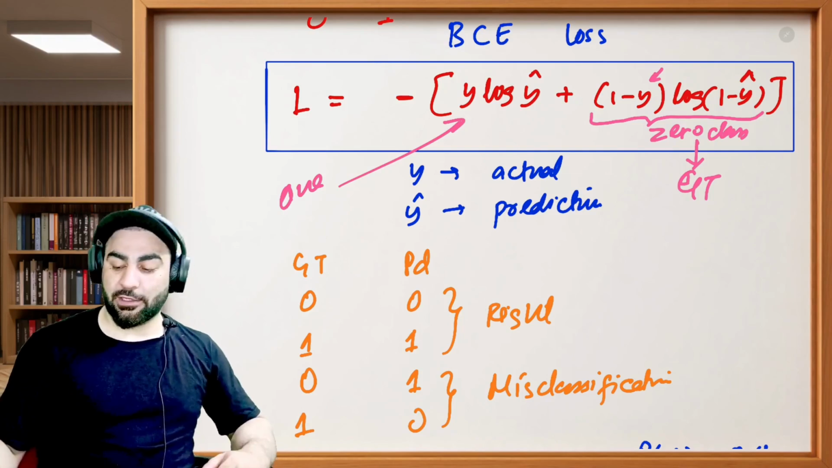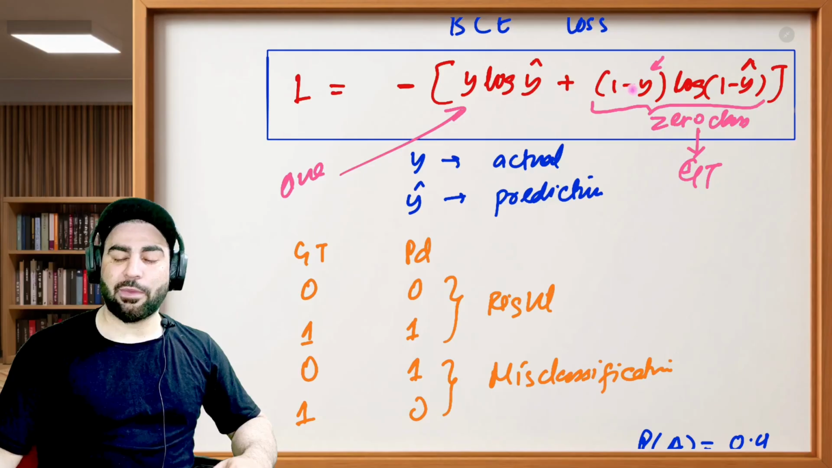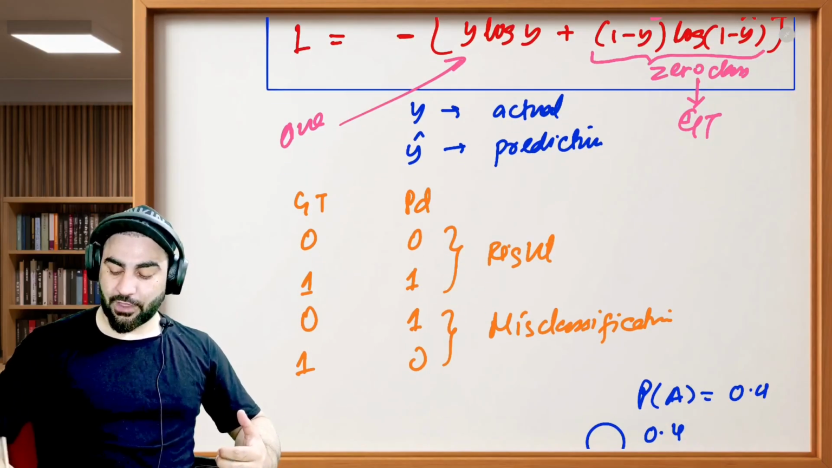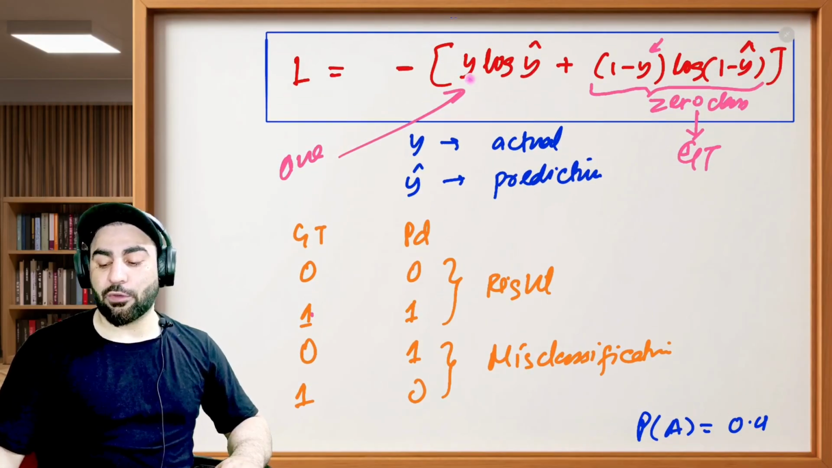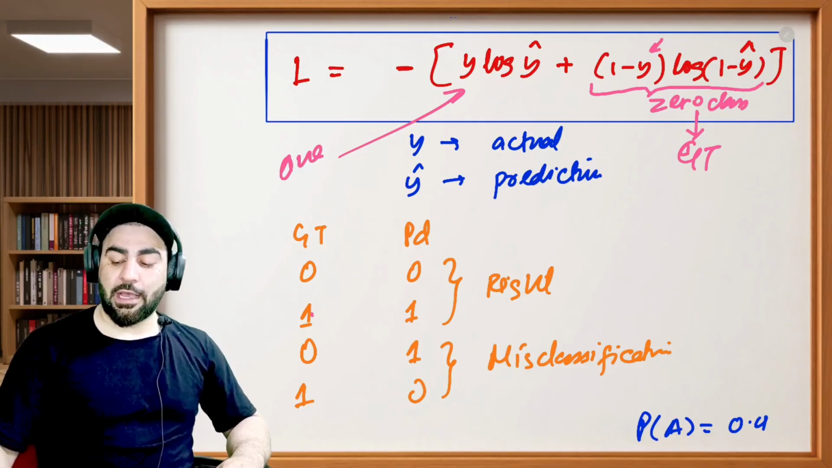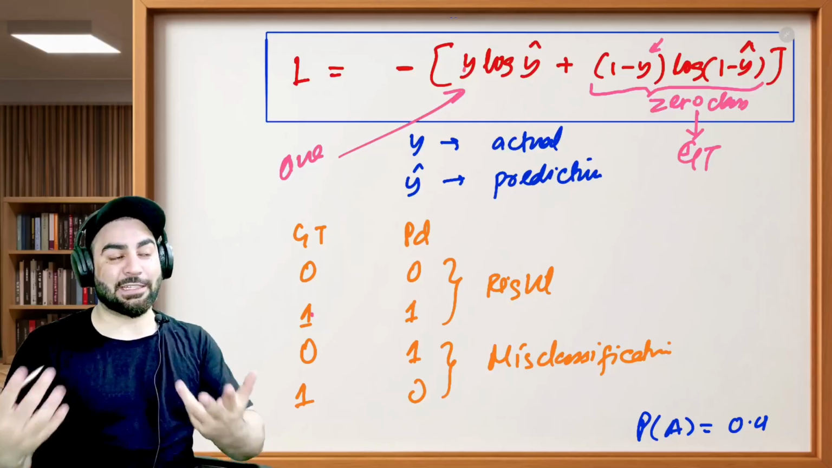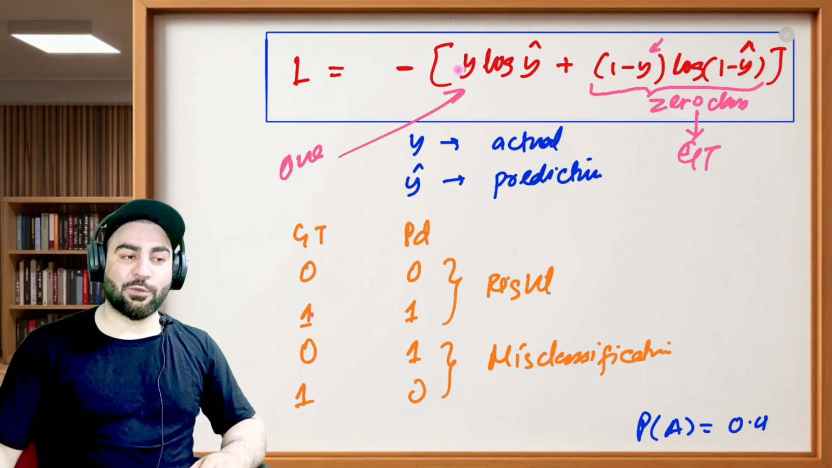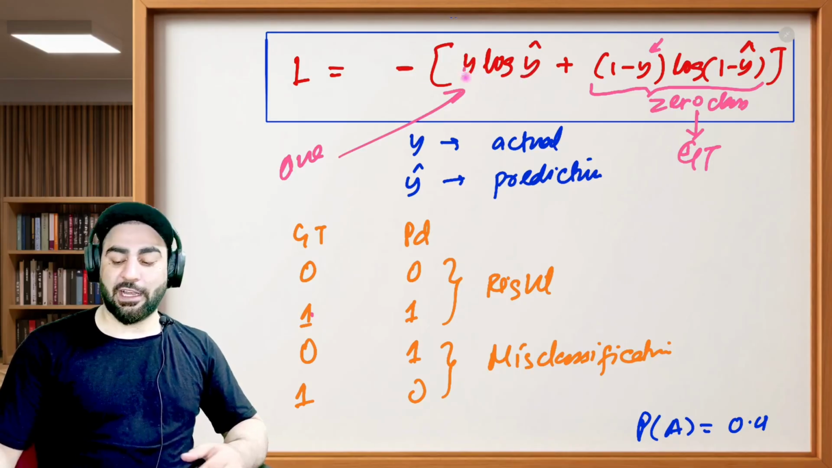Now if you have class 1, then 1 minus 1 will be equal to 0, so this term will vanish. Now we'll go to this one. If the prediction is right and the ground reality and the prediction are the same, y is equal to 1, and log of 1 is also 0, so the loss will be 0. If it's a misclassification, where the ground reality was 1 but the prediction was 0, then y is equal to 1 and log of 0 is infinity. Again, the loss will be infinity.